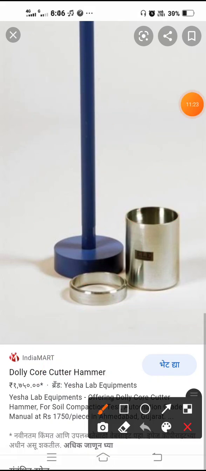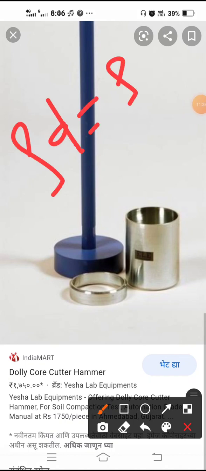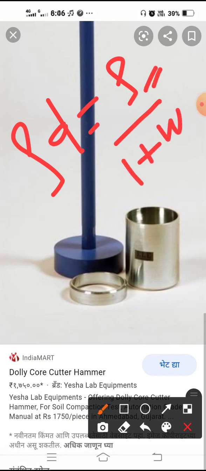Then we try to find out the dry density, by using the relation rho d equal to rho upon 1 plus W. Rho means the bulk density, whose value we know by using the calculation M2 minus M1 upon the volume. Then what is meant by W? W means our water content. The water content can be found out by using the oven drying method, that we already know.